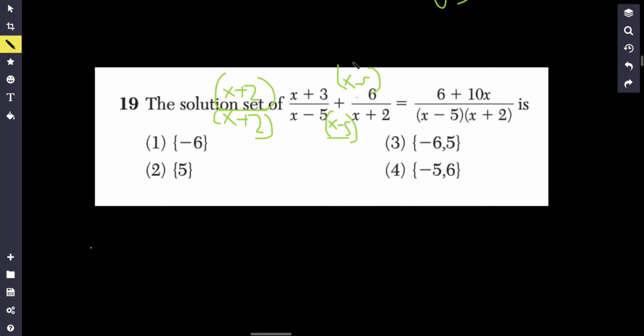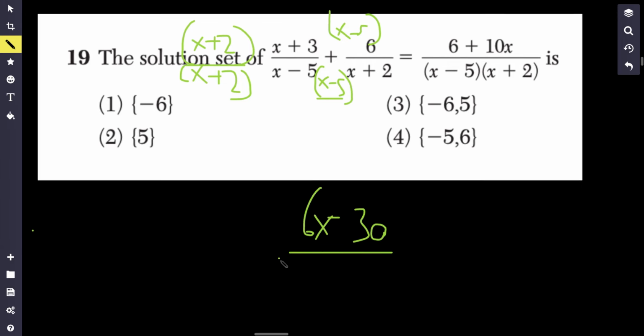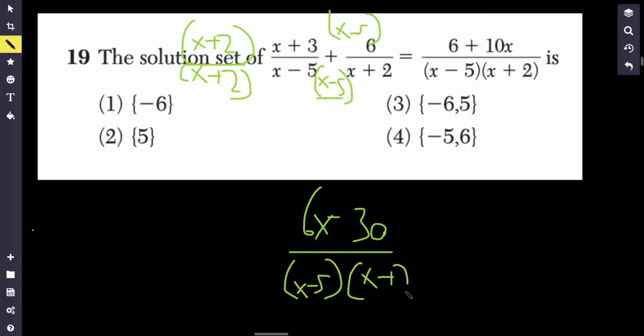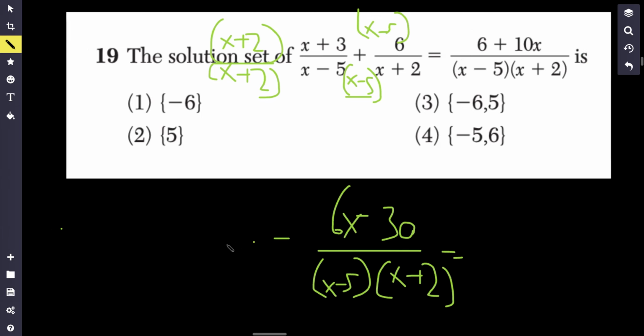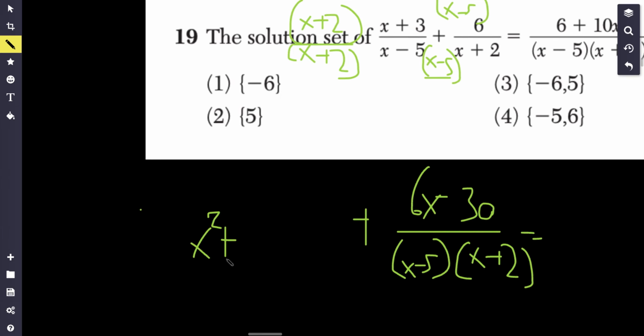So let's do this. I have x minus 5 times 6, so that's going to be 6x minus 30. And it's going to be divided by our common denominator, which is x minus 5 times x plus 2. And this is going to be equal to this. I'm too lazy to write it out, but, you know. All right, and then I have x plus 2 times x plus 3, so that's going to be x squared plus 5x plus 6.